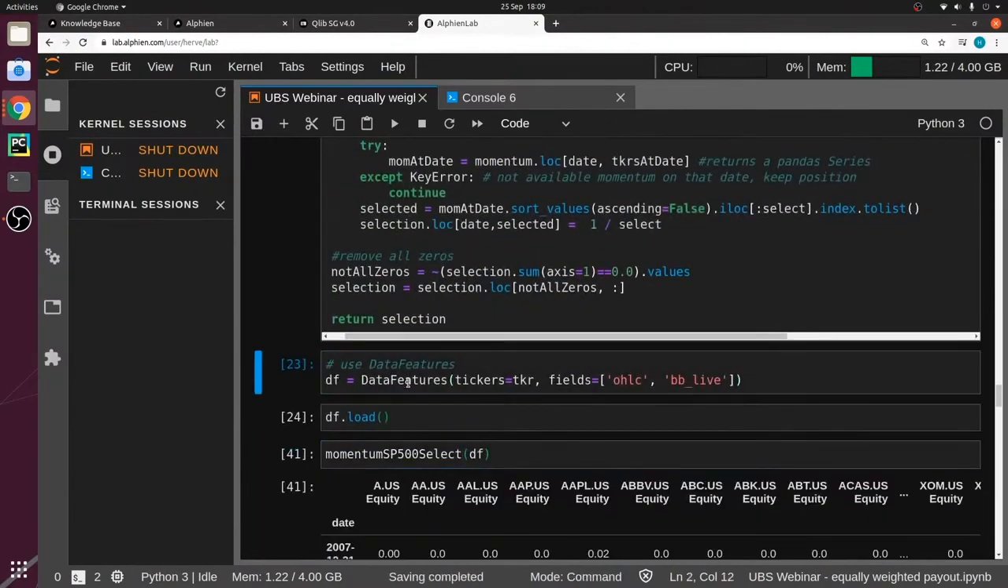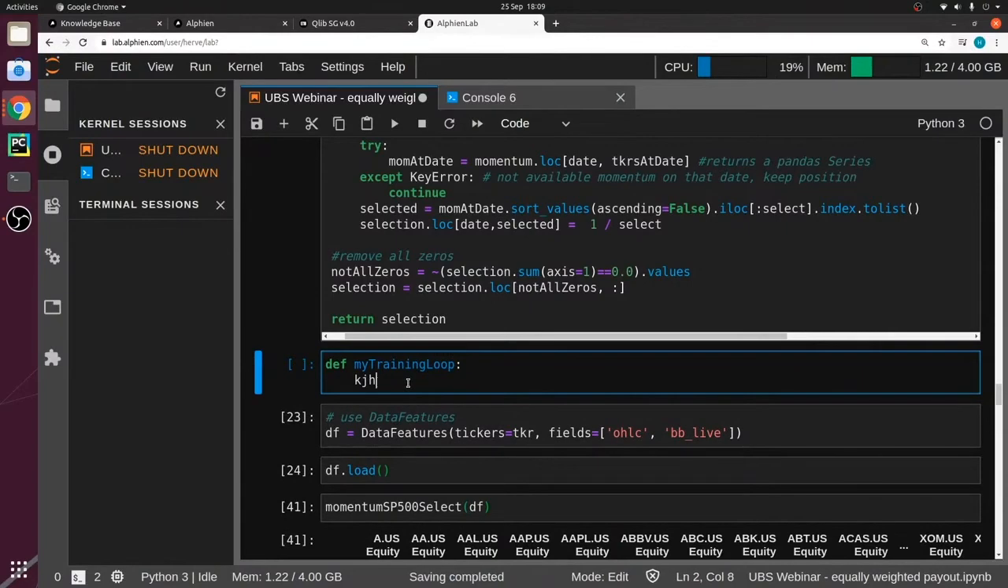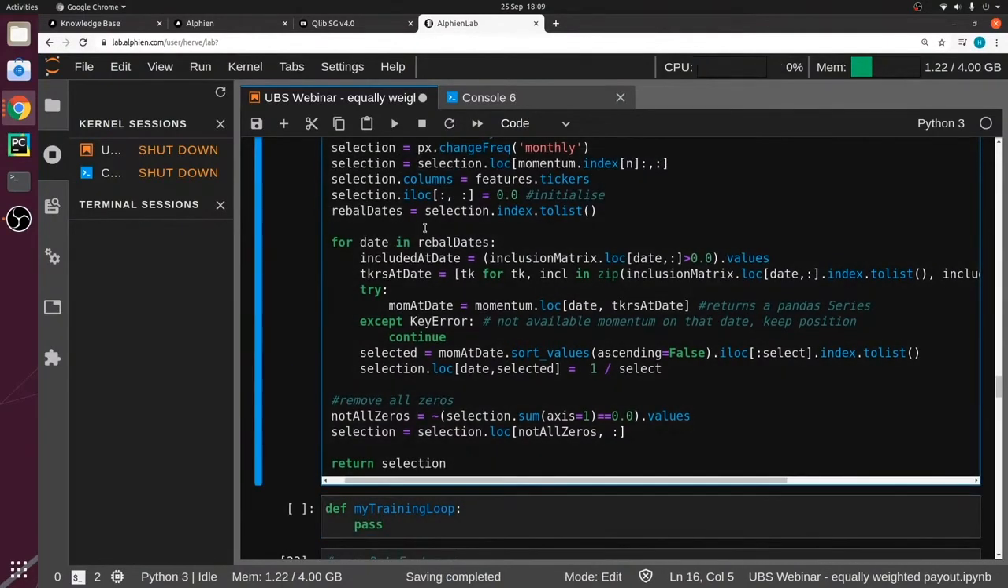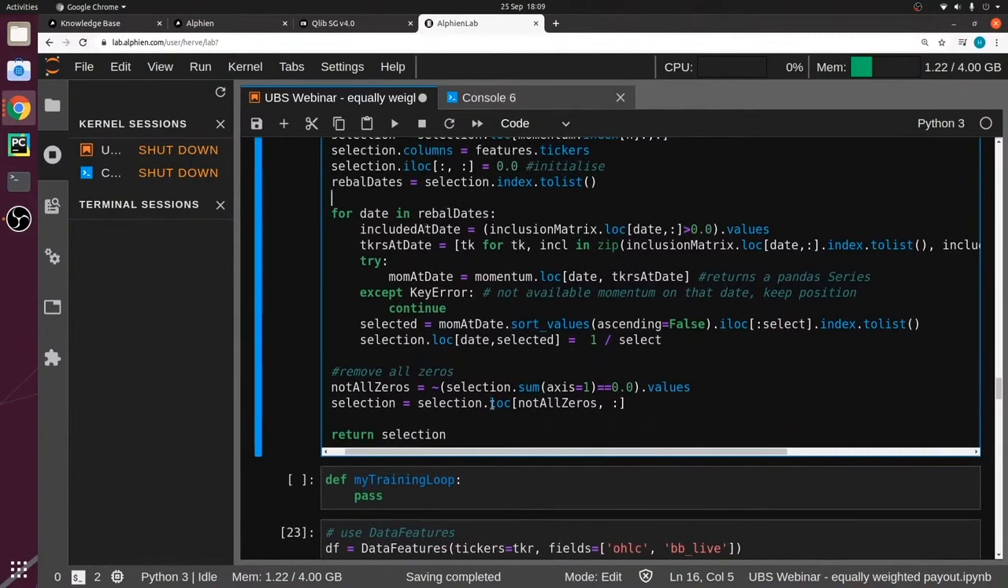For example, you would have here a def my_training, my training loop. And then you will train it, okay? And then here inside the model you would call my_training whenever you need it. This is quite important also to ensure that there is no data leakage, and that's why we ask you to provide us the function that allows you to train the model.